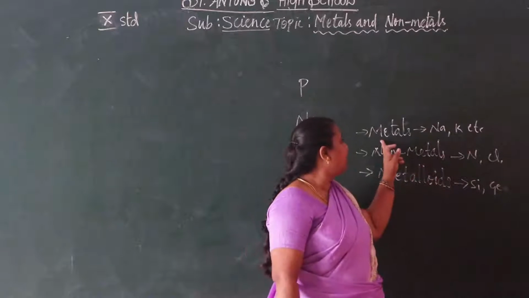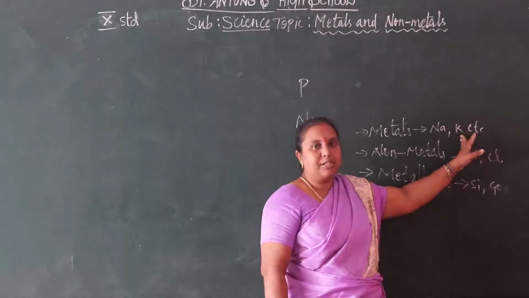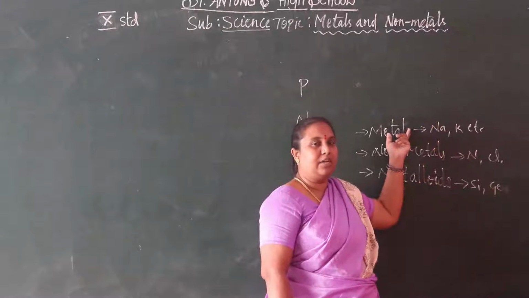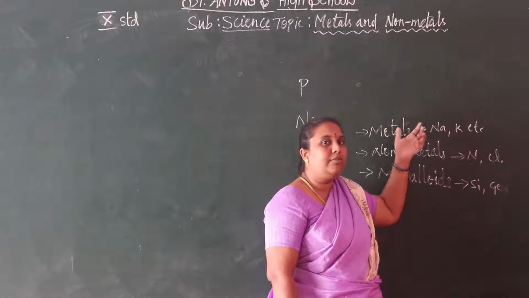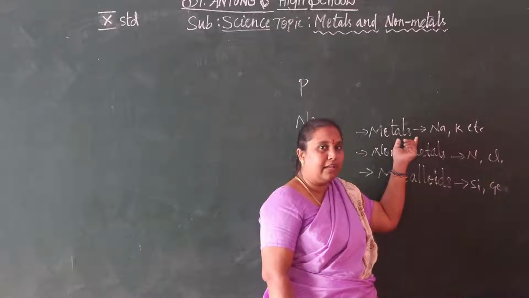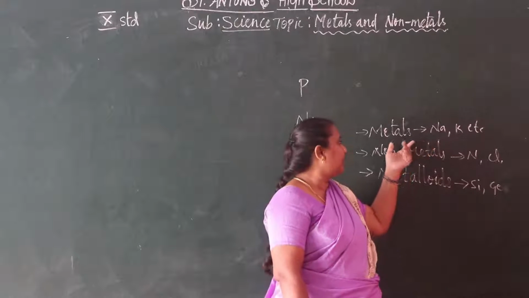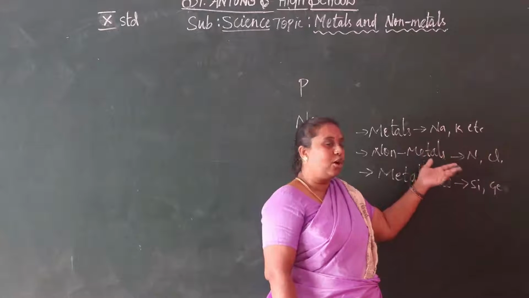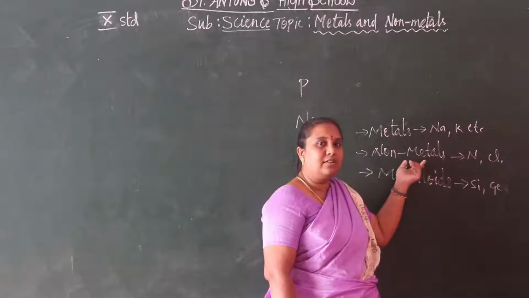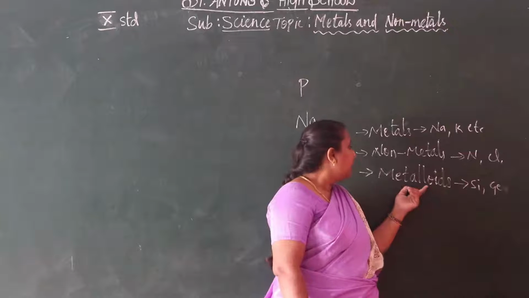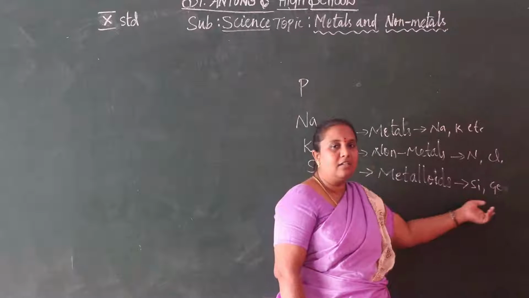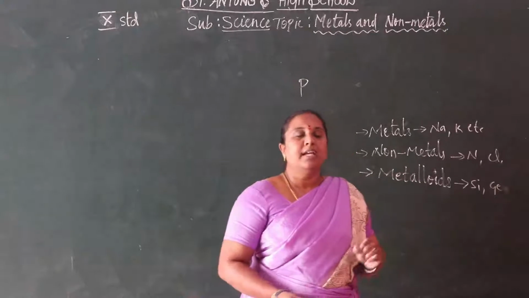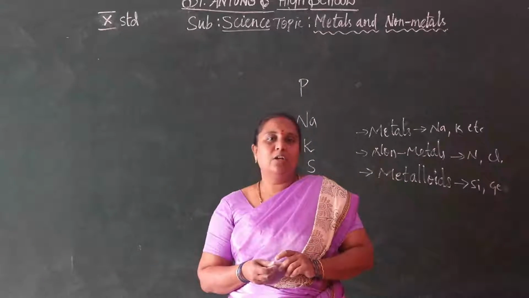What are the examples of metals? Sodium, potassium, iron, aluminium. These are all metals. Iron, aluminium and others we see in our day-to-day life. And non-metals: nitrogen, chlorine. And metalloids: silicon, germanium, arsenic. They show properties of their own.